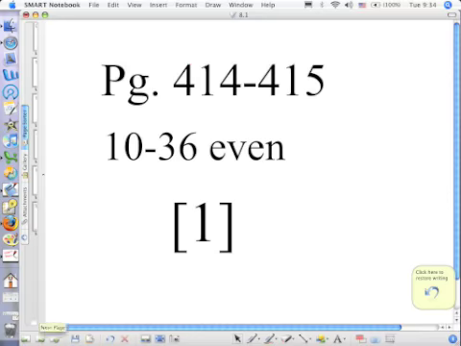Homework assignment is this. This is the first homework assignment for quarter 4. Is it bonus points for quarter 4? No, bonus points for quarter 3.